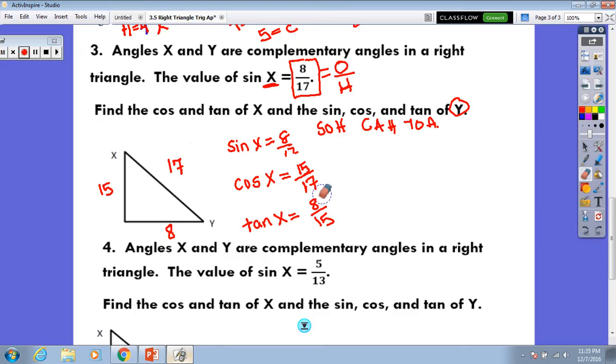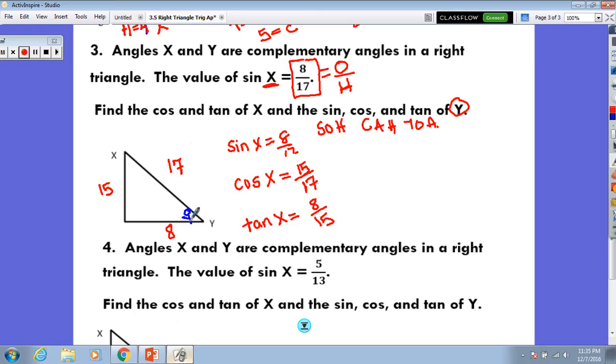Okay, so now the stickman is going to go down here for y because we're looking at everything from y's perspective. How do you know that? Because it says right here, do the sine, cosine, and tangent of y. That means that's the angle that you're looking at it from. Alright, looking at it from y's perspective, this is the opposite side. This is the hypotenuse always. And this is the adjacent side.